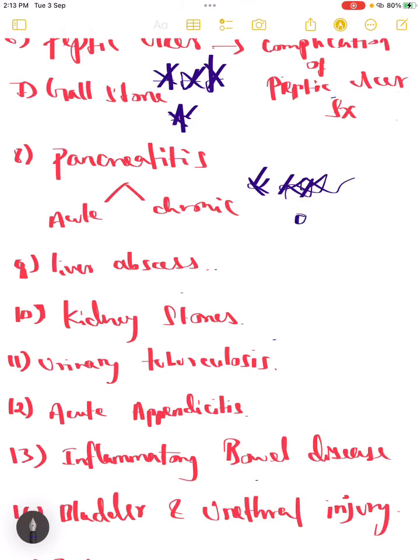Cullen's sign is a bruise around the umbilicus. Turner's sign is a bruise on the lateral side of the lumbar region. These are the two signs for acute pancreatitis, so know about these things also.